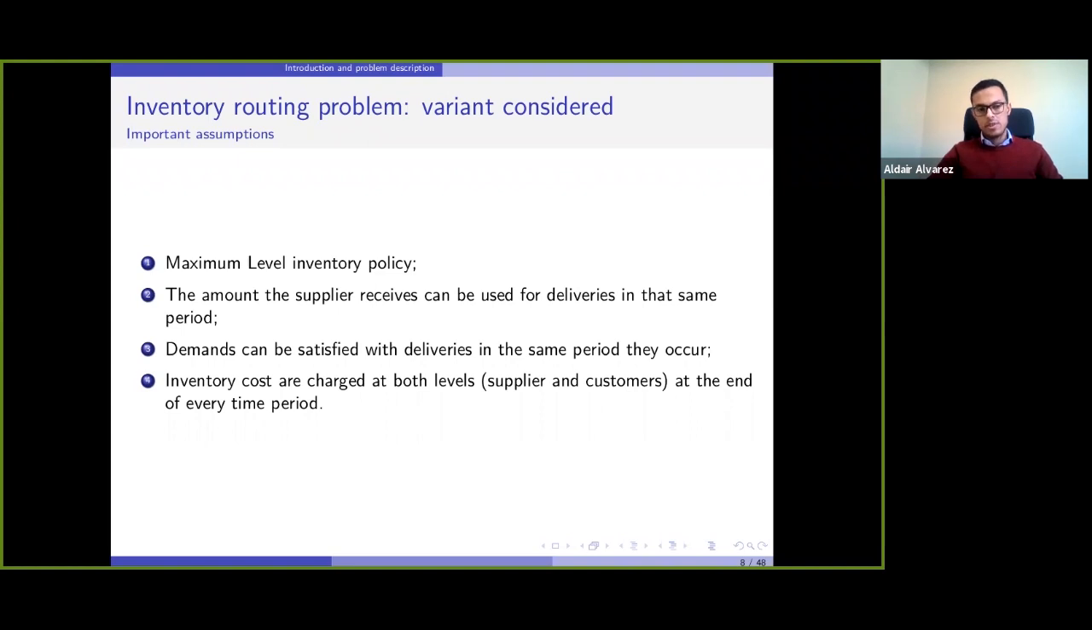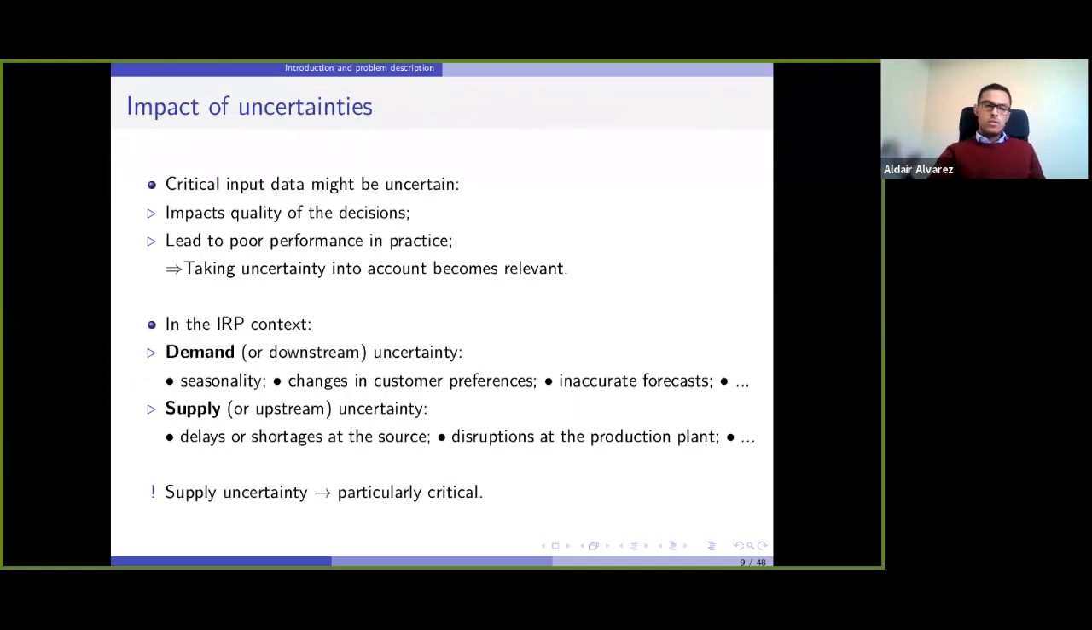Similarly, the demands of the customers in a given time period can also be satisfied with deliveries in that same time period or through the inventory that comes from the previous deliveries. And also we have inventory holding costs that are charged both at the supplier and the customers at the end of every time period. So that was in the case of the deterministic setting.